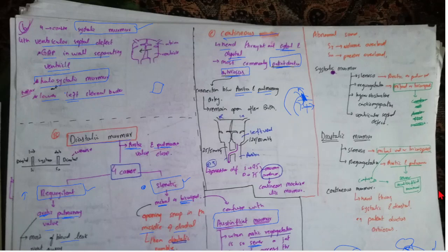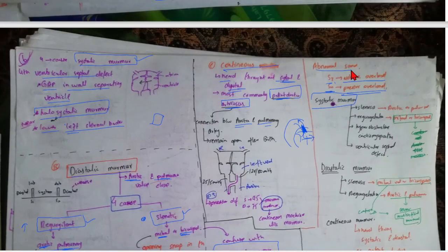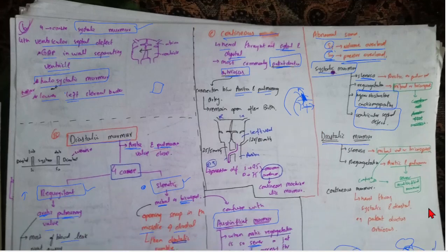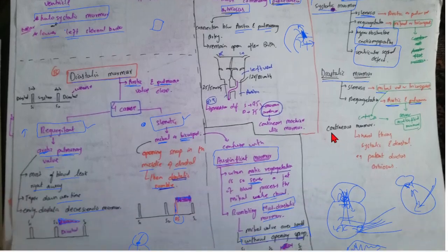Now, for the abnormal sounds, S3 is due to volume overload and S4 is due to pressure overload. This is actually the summary. Systolic murmur is due to stenosis, regurgitation, or hypertrophic obstructive cardiomyopathy, if there is obstruction in the heart. Another cause is the ventricular septal defect. These are the four causes of systolic murmur. Now the diastolic murmur is due to stenosis and regurgitation. Stenosis is of the mitral or tricuspid valve. Regurgitation is of the aortic or pulmonary valve.